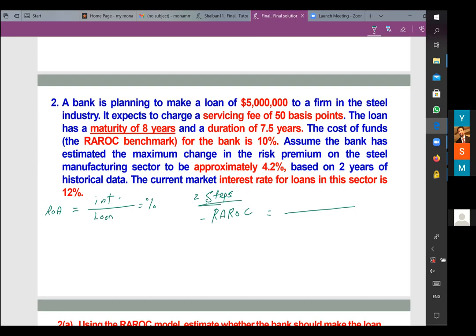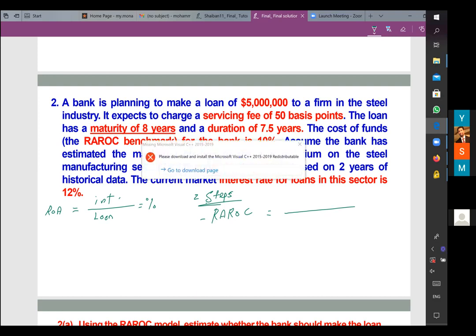And the spread means I already know how much the government securities are giving me. I need the K. So the difference between the government securities and what I am going to charge is called the premium. I need this premium, or we sometimes call it spread.